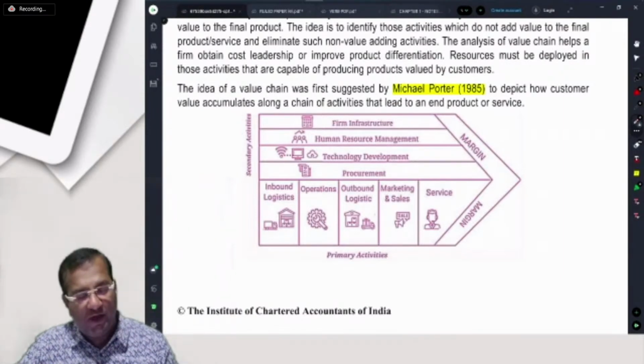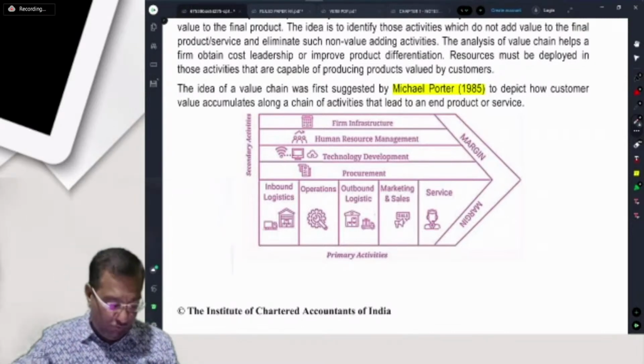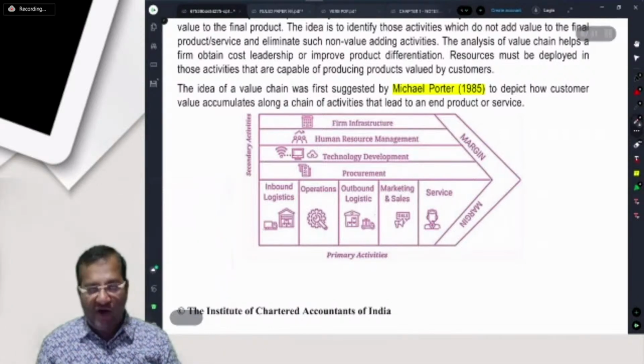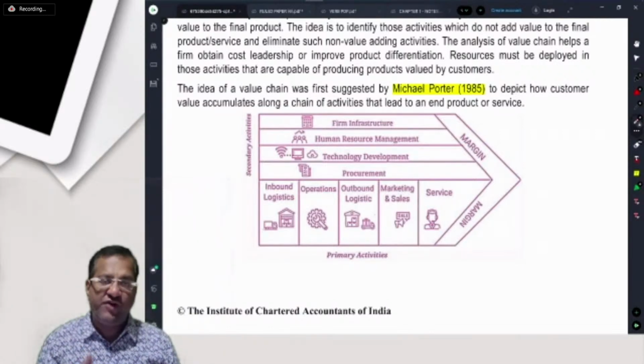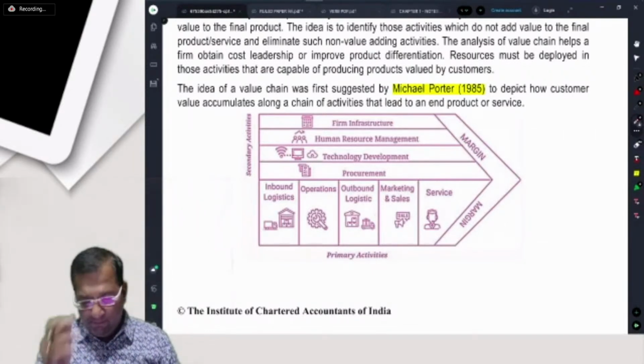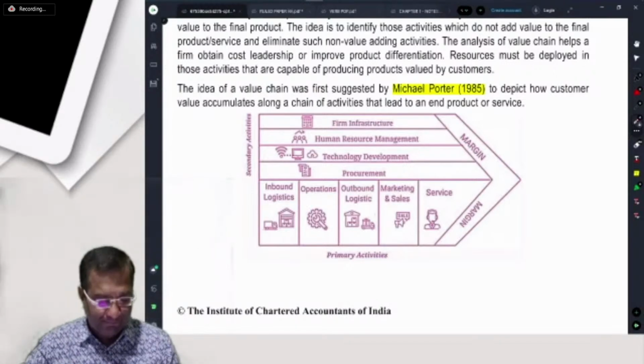Michael Porter. Okay. Now we will understand in detail what are those primary activities, what are the meaning of each primary activity, because there are total of 5 primary activity and 4 secondary activities. Secondary activities are also known as support activities. Please write down next point in your copy, beta.